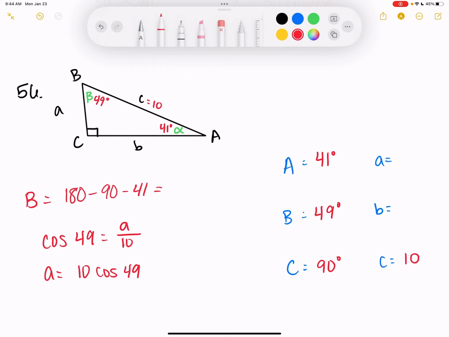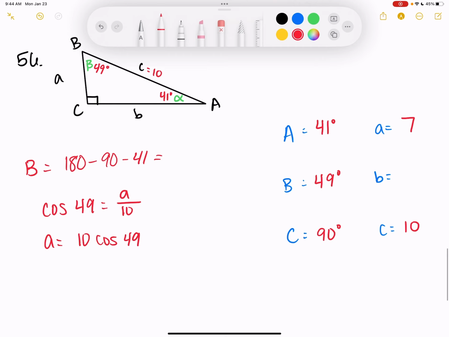How many decimals? We're just going to go a whole number. 7. I'm going whole number because when we get to law of sines and law of cosines, if everybody always does nearest whole number, it doesn't affect answers being off so much when we get to that. So get used to it and just do nearest whole number for these. And then side B.